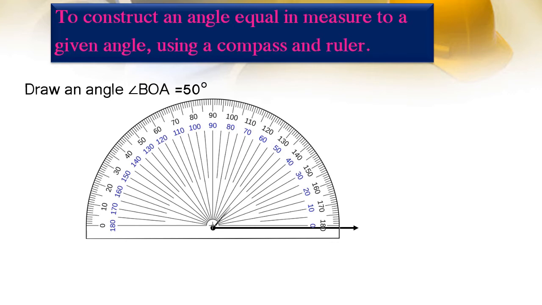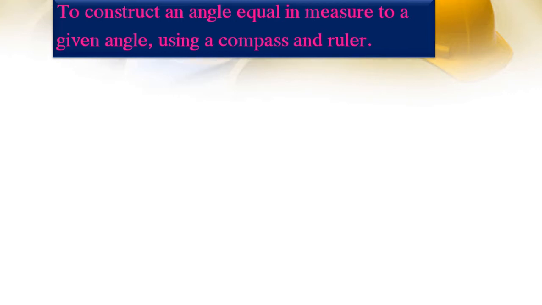Okay. Draw an angle of 50 degree. Now next, to construct an angle equal in measure to a given angle using a compass and ruler.